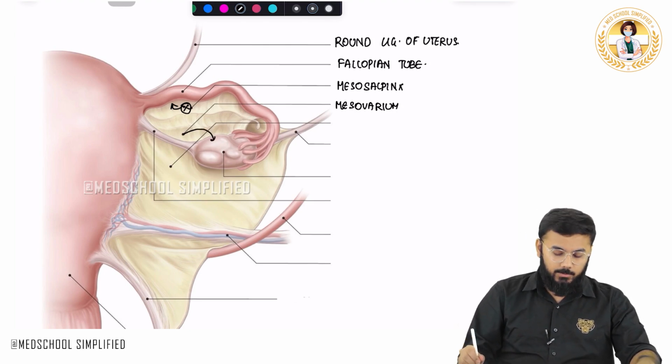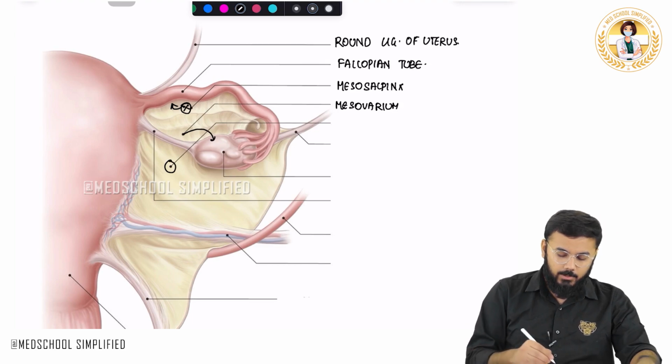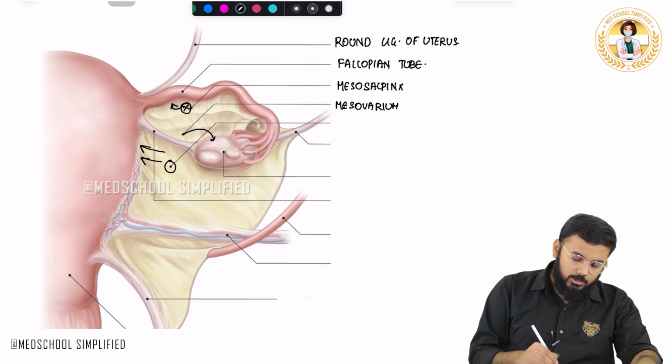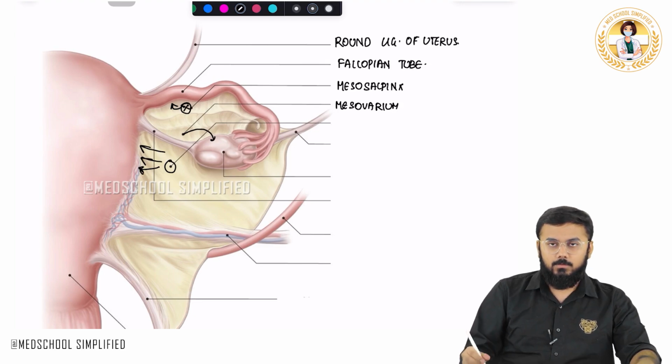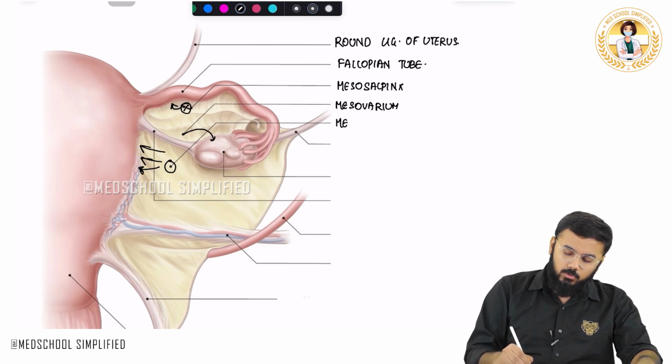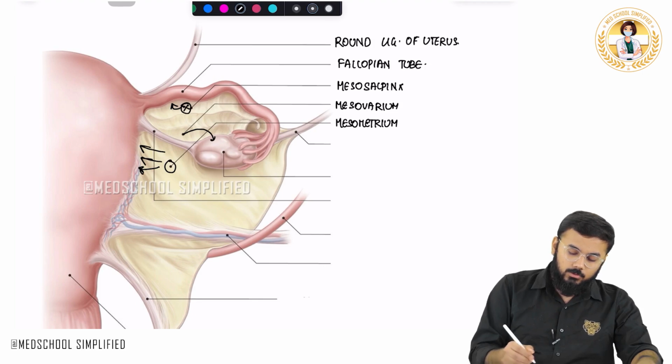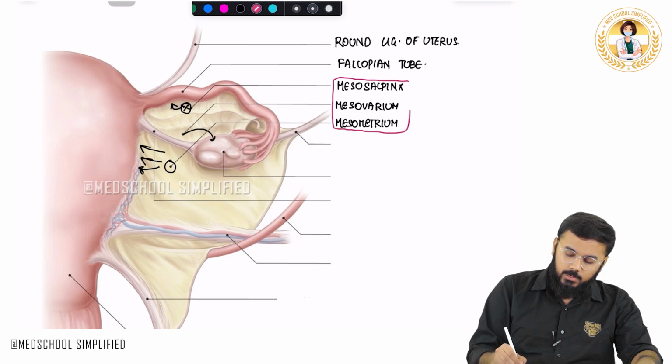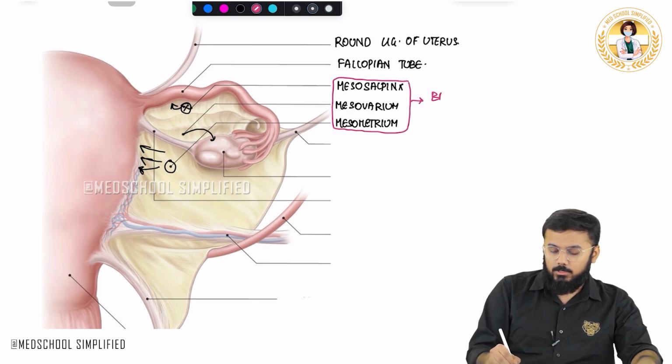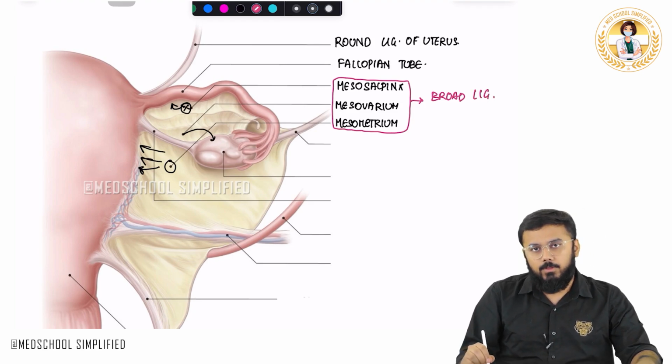Okay, another one is called the mesometrium. This one is called mesometrium because this is the part that is attached all the way closely to the uterus. So, all these three important things, mesosalpinx, mesometrium as well as mesovarium, are called the broad ligament of the uterus.